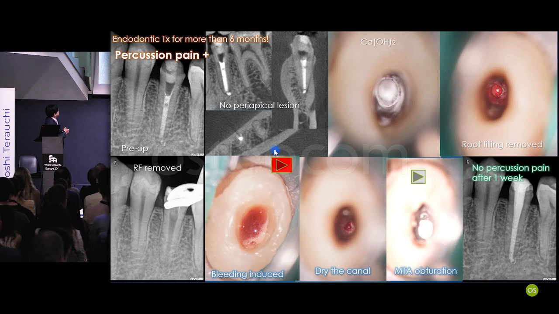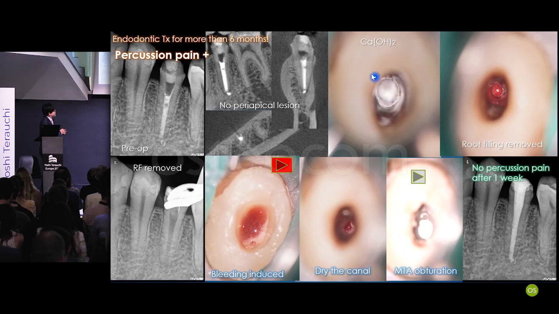Another case. The patient was referred to me by a general dentist. He again kept placing calcium hydroxide for more than 6 months, and the pain persisted. I took a radiograph and CBCT. This is the radiograph, and this is the CBCT. This is calcium hydroxide extruded into the periapical tissue, which caused the post-operative pain.